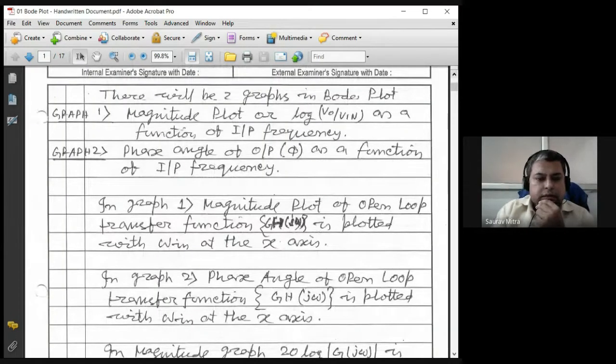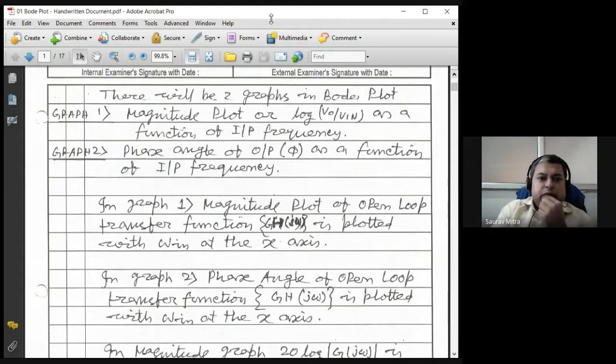Okay, so after all these basics of how to draw the plots for s square, 1 by s and 1 by s square, all the basics related to amplitude Bode plot for single type of poles are done. So let us take some more basics related to Bode plot.